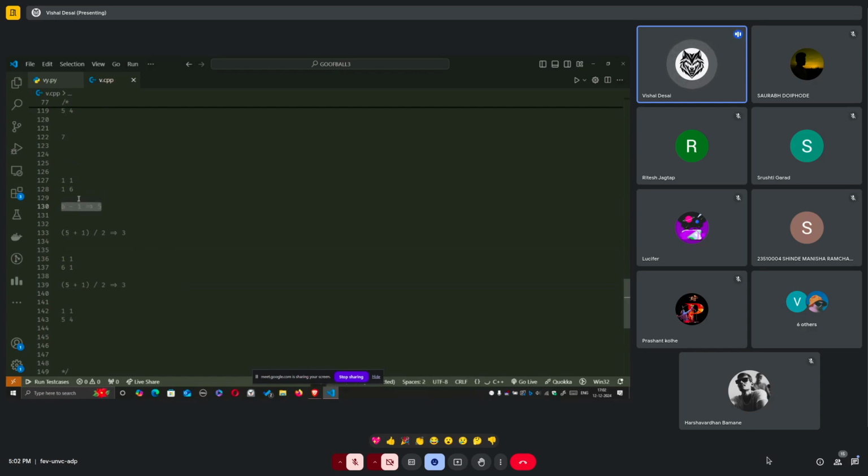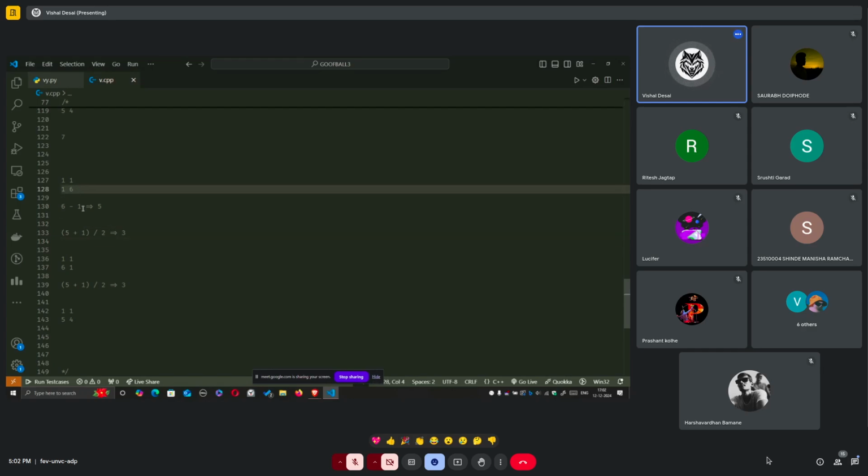So the difference between both of these will be 6 minus 1, that is 5. Then 5 plus 1 divided by 2, because 5 was odd, obviously. And if the distance was even, then this would not happen, obviously. Yes, did everyone get it?